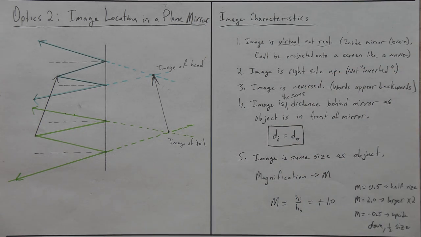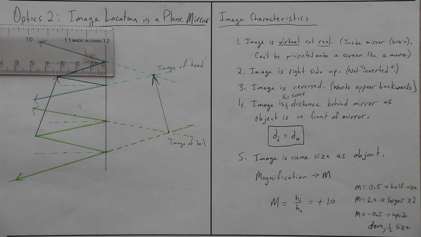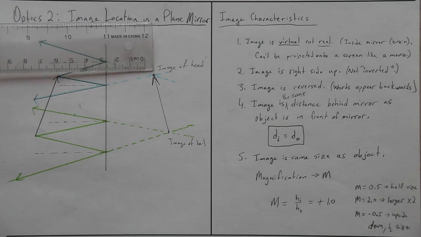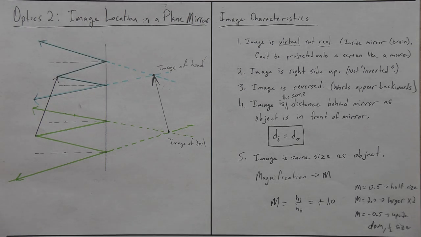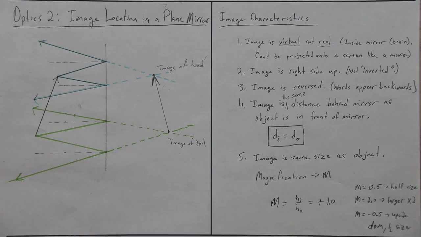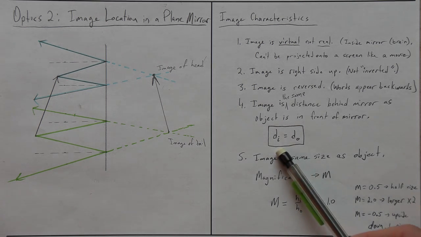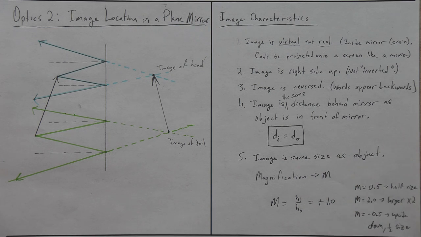Image is the same distance behind the mirror as the object is in front of the mirror. If I measure this, I would find that out to be the case. So I have about 3.2 centimeters, and that should be about the same. Yeah, it's pretty close, 3.3 or 3. Yeah, so I'm almost on. So whenever you're standing in front of a mirror, your mirror image will be the same distance behind the mirror. We can write that mathematically as the distance of the image equals the distance of the object.